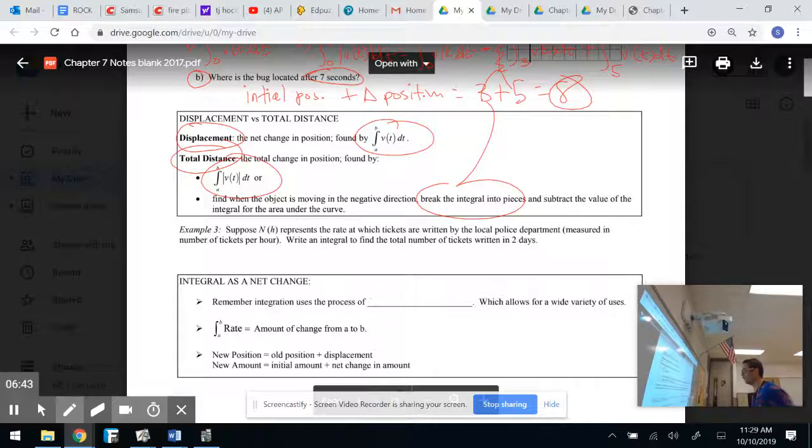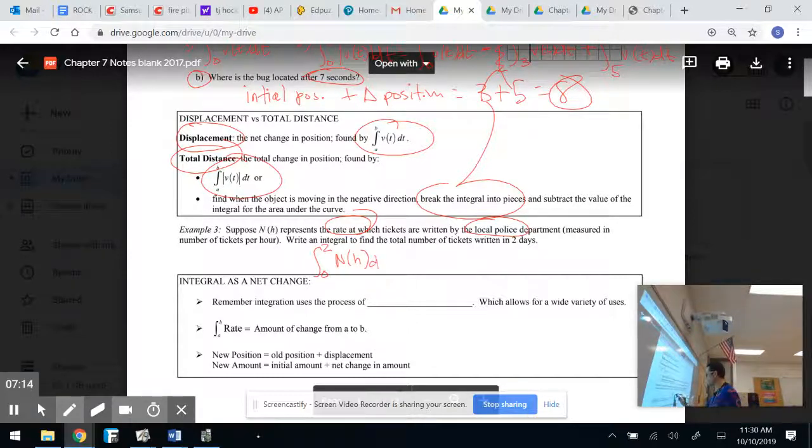All right, example 3. Suppose n(h) represents the rate. Rate means derivative, right, class? At which tickets are written by a local police department. Oh, no, don't speed. Measured in number of tickets per hour. Write an integral to find the total number of tickets written in 2 days. Well, within 2 days would be from 0 to 2, right? And my integral, here's my function right here, correct? Now, that's a rate. So what would that be? Number of tickets per hour.